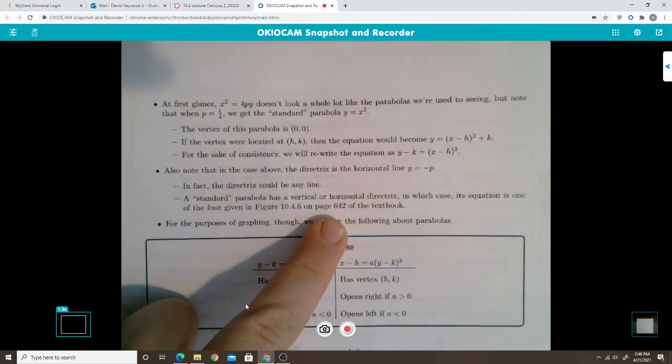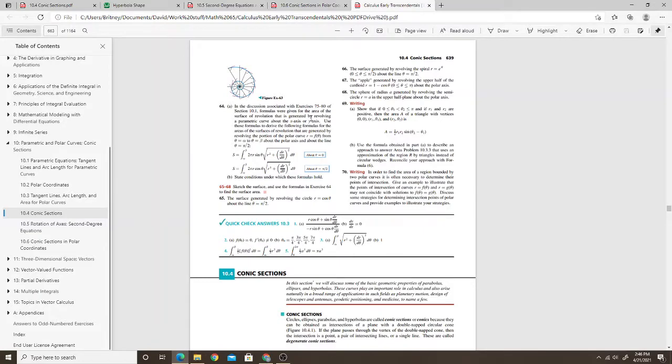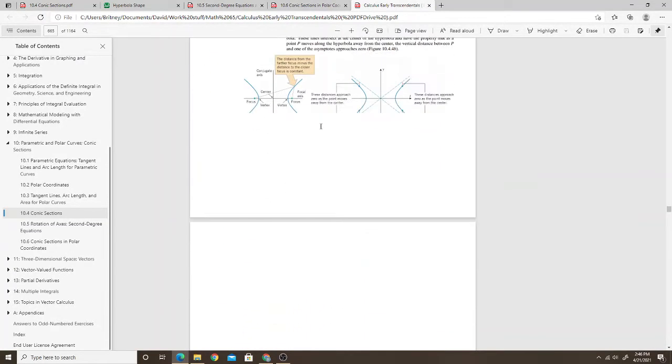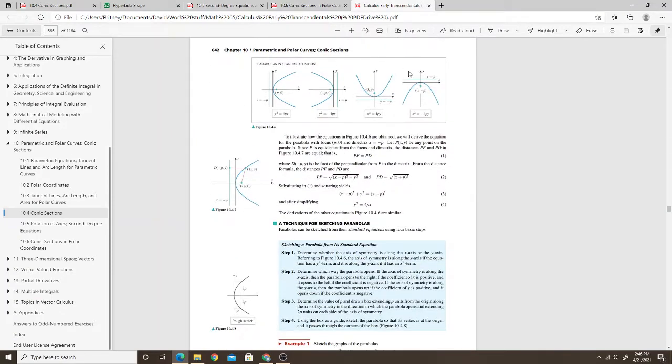So let me show you that at least. 642. Here we go. So it's one of these four cases, right? And so you can see them all laid out there together with their corresponding equations. And so you can see how they all kind of differ, how they compare and contrast. Okay, so that's page 642.